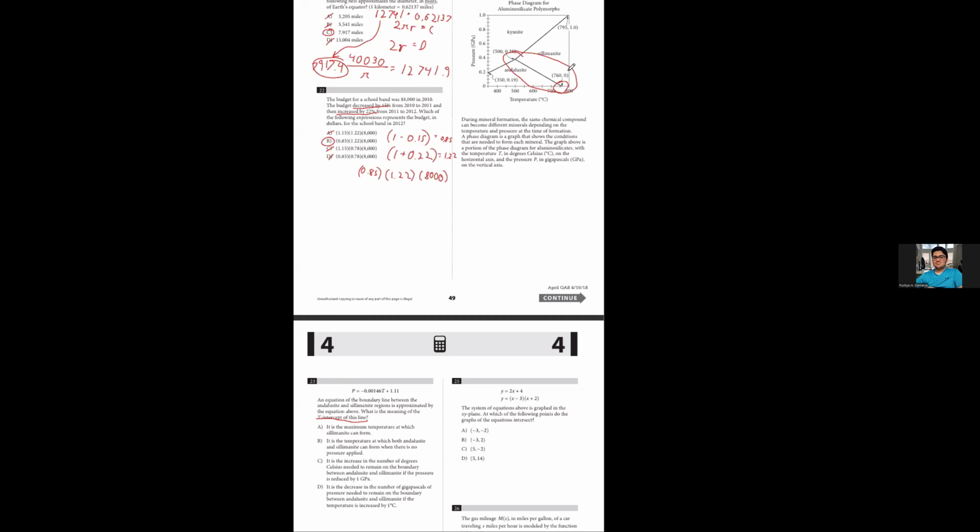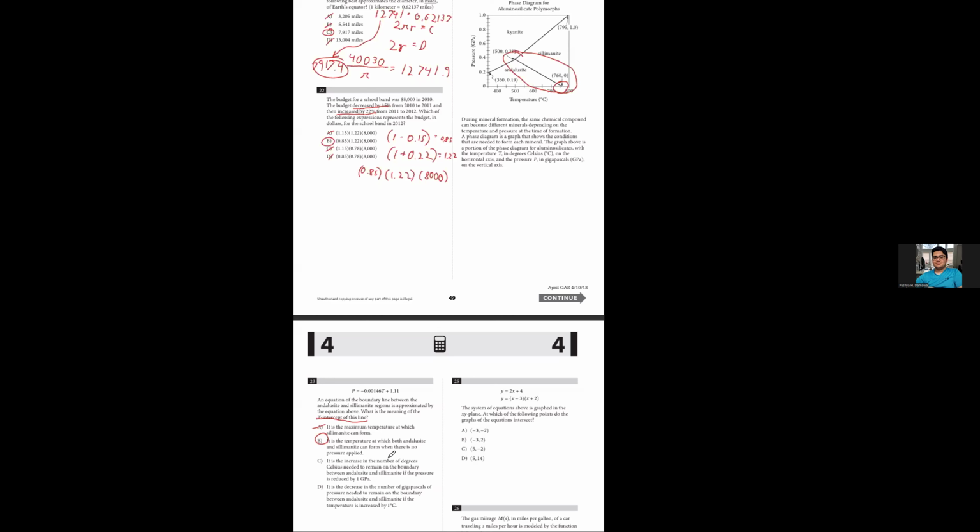Well, since the pressure is 0, I'm going to assume that the answer choice has to do with something at no pressure. So maximum temperature at which sillimanite can form. No, because sillimanite can form at higher temperatures, such as 795. So it's not A. Temperature at which both can form when there is no pressure applied. Well, at no pressure applied, they both are connected to that. So the correct answer is B.